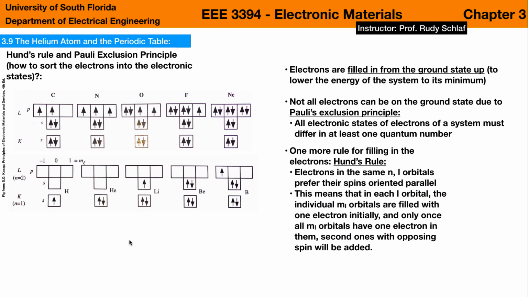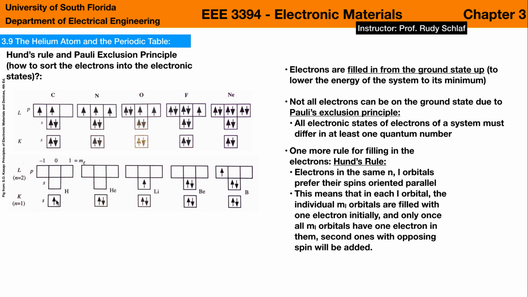When we go to more complex multi-electron atoms, the question arises how to sort the electrons into the electronic states. In this figure, the electronic states are marked by these little squares. Here for n equal 1, we have the s orbitals. Then for n equal 2, we have the s and p orbitals. And p orbitals have 3 boxes.